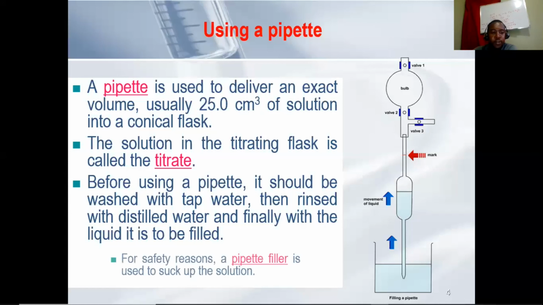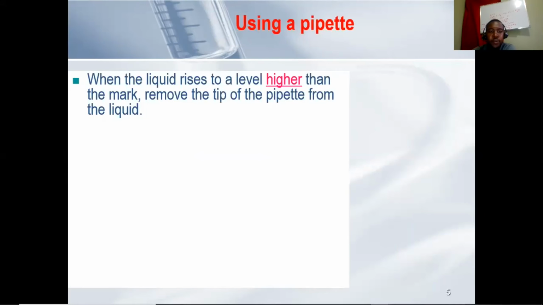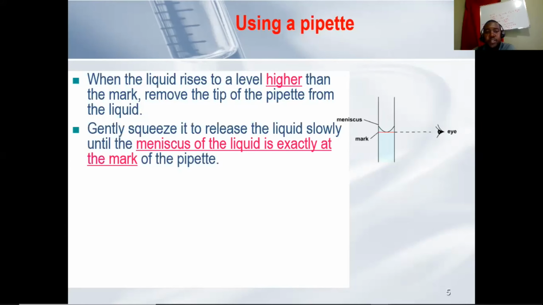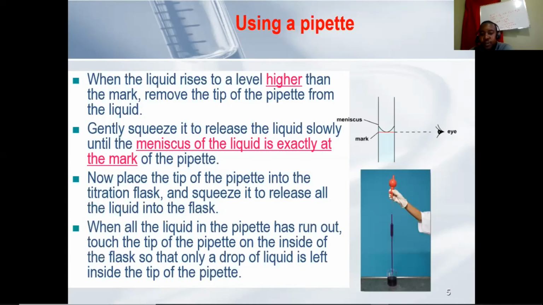For safety reasons, the pipette filler is used to suck up the solution. We use the filler to get the solution inside the pipette to the exact 25 cm³ mark. When the liquid rises higher than the mark, remove the tip of the pipette from the liquid and gently squeeze to release the excess liquid. So read the meniscus. Normally we ensure that it's above the mark, and then we release the excess to get directly to the 25 cm³ mark. Once you have the 25 cm³, you release it into your flask.